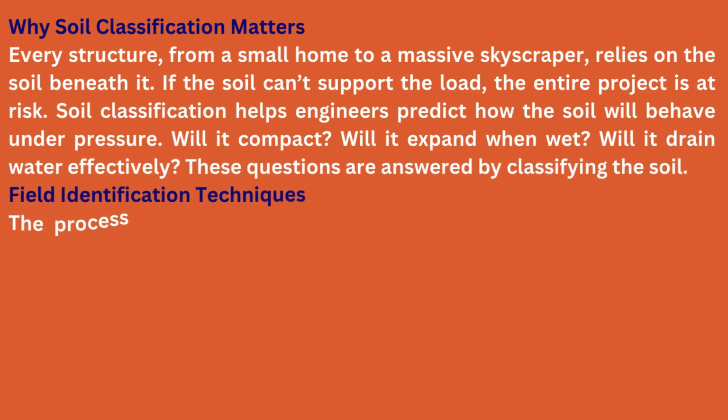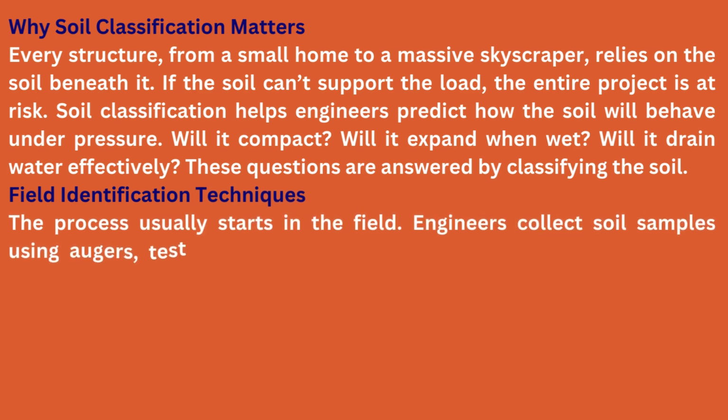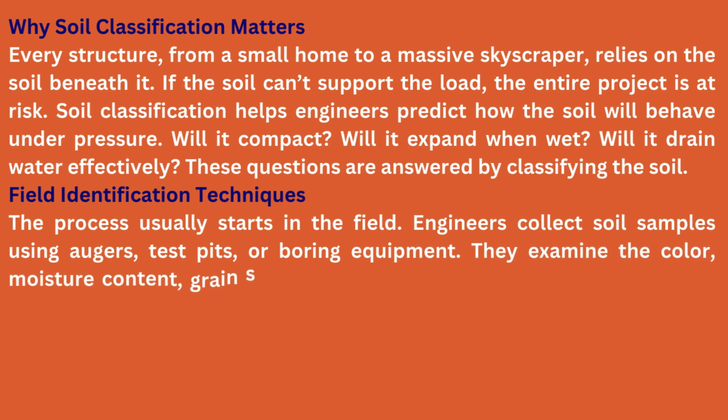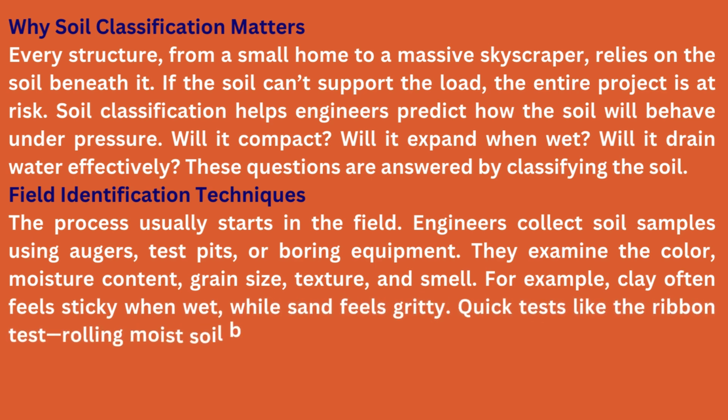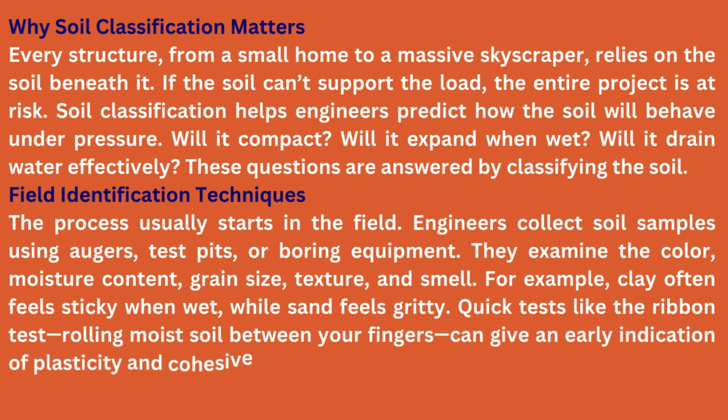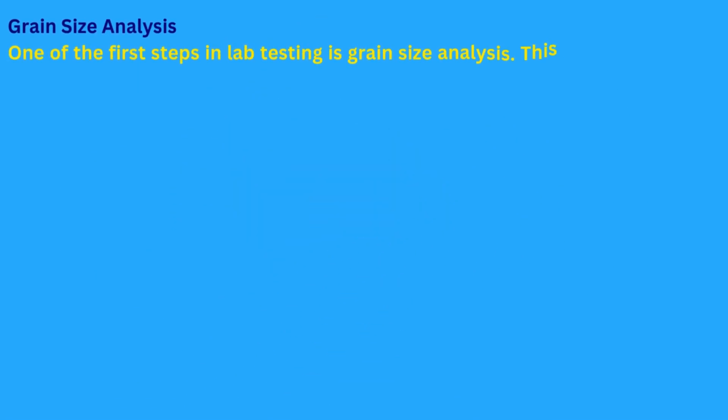Field identification techniques. The process usually starts in the field. Engineers collect soil samples using augers, test pits, or boring equipment. They examine the color, moisture content, grain size, texture, and smell. For example, clay often feels sticky when wet, while sand feels gritty. Quick tests like the ribbon test, rolling moist soil between your fingers, can give an early indication of plasticity and cohesiveness.